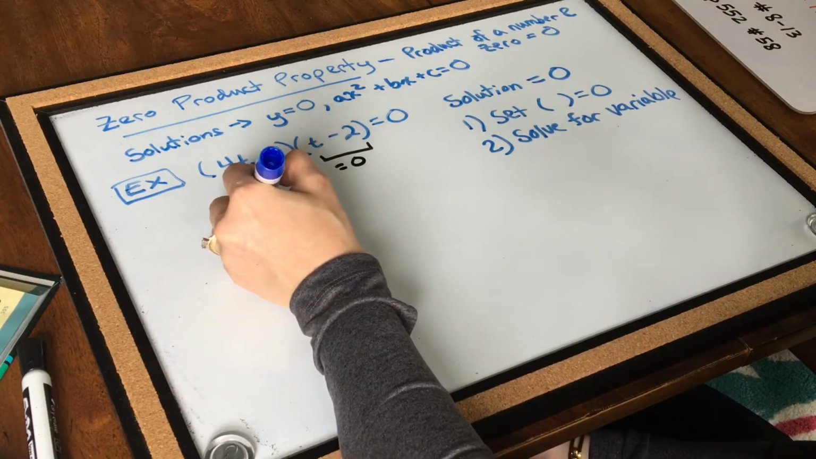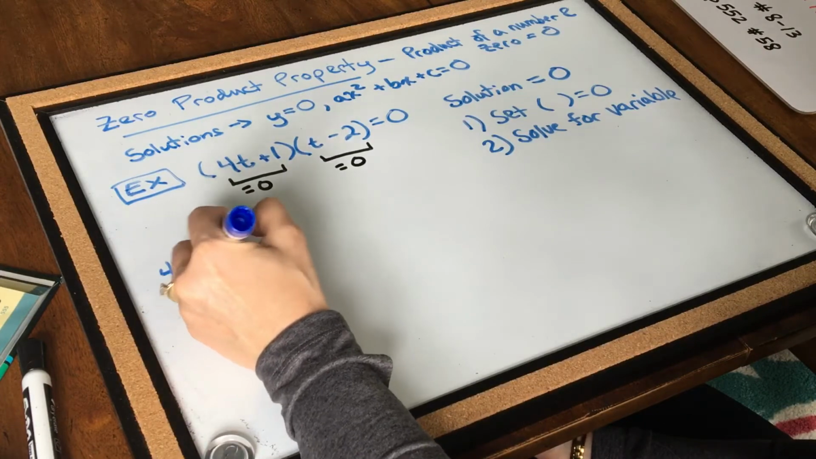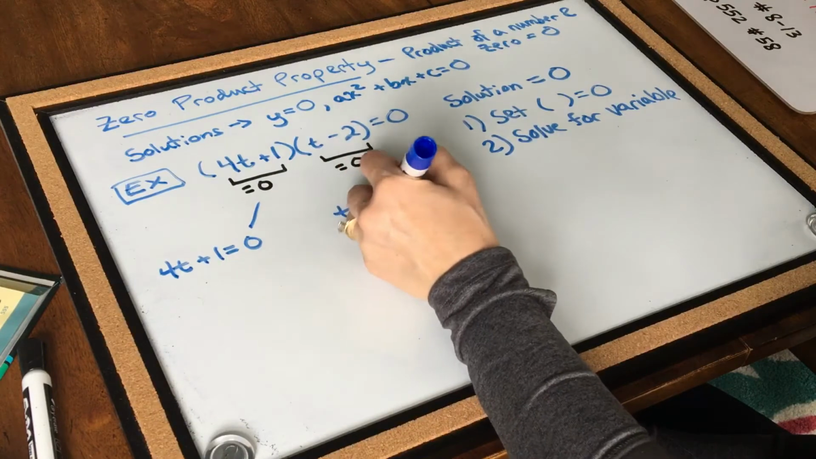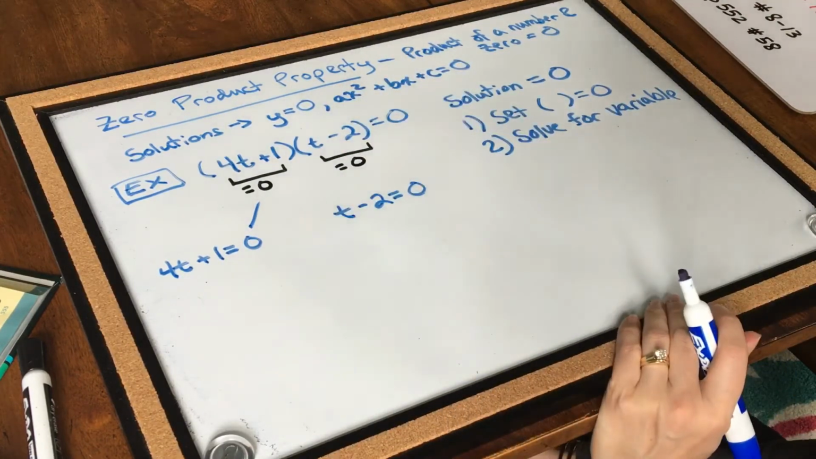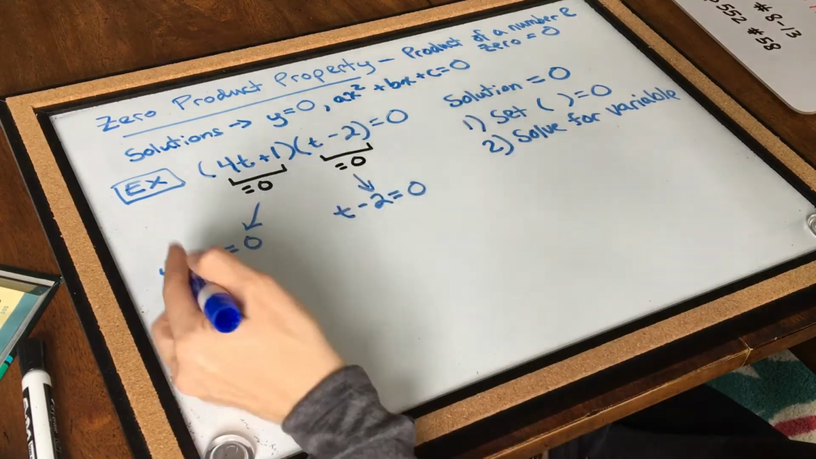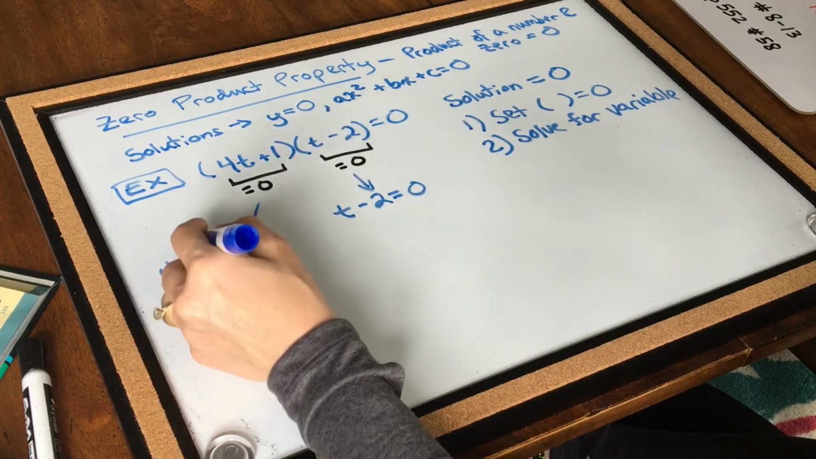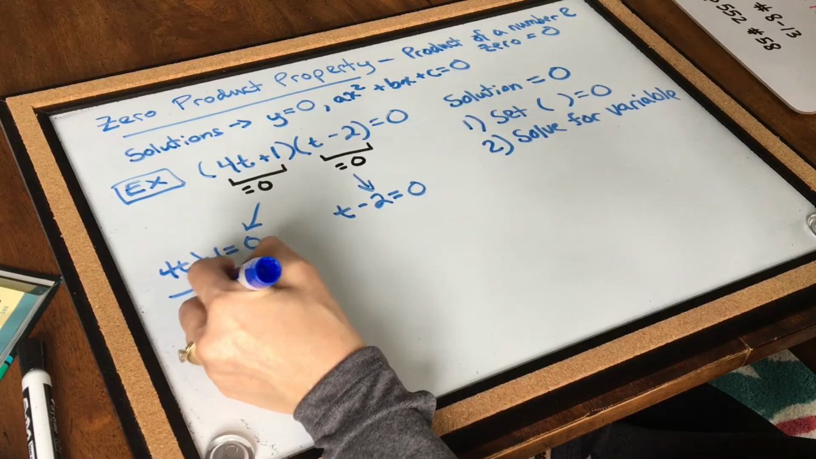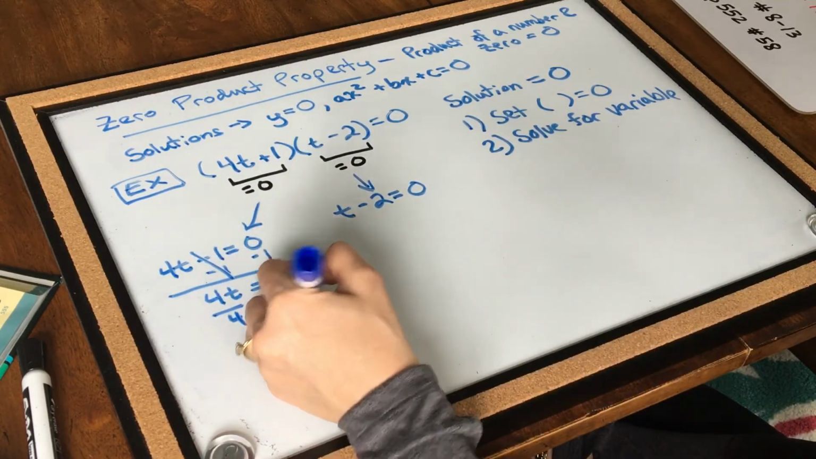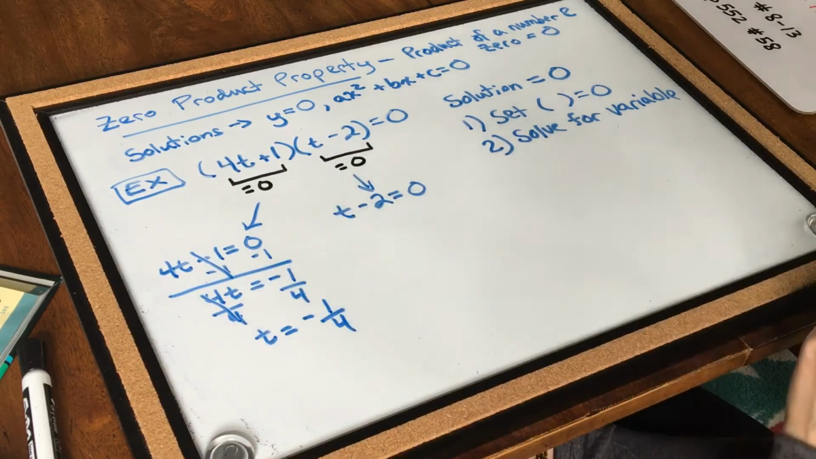My first, I'm going to set equal to 0, so that's 4t plus 1 equals 0. And then I'm going to set my second one equal to 0, t minus 2 equals 0 over here, just because I don't want to forget that one. All right, so let's solve. In order to solve this equation for t, I would subtract 1 from both sides, and that gives me 4t equals negative 1. I divide by 4, and I end up with t equals negative 1/4.